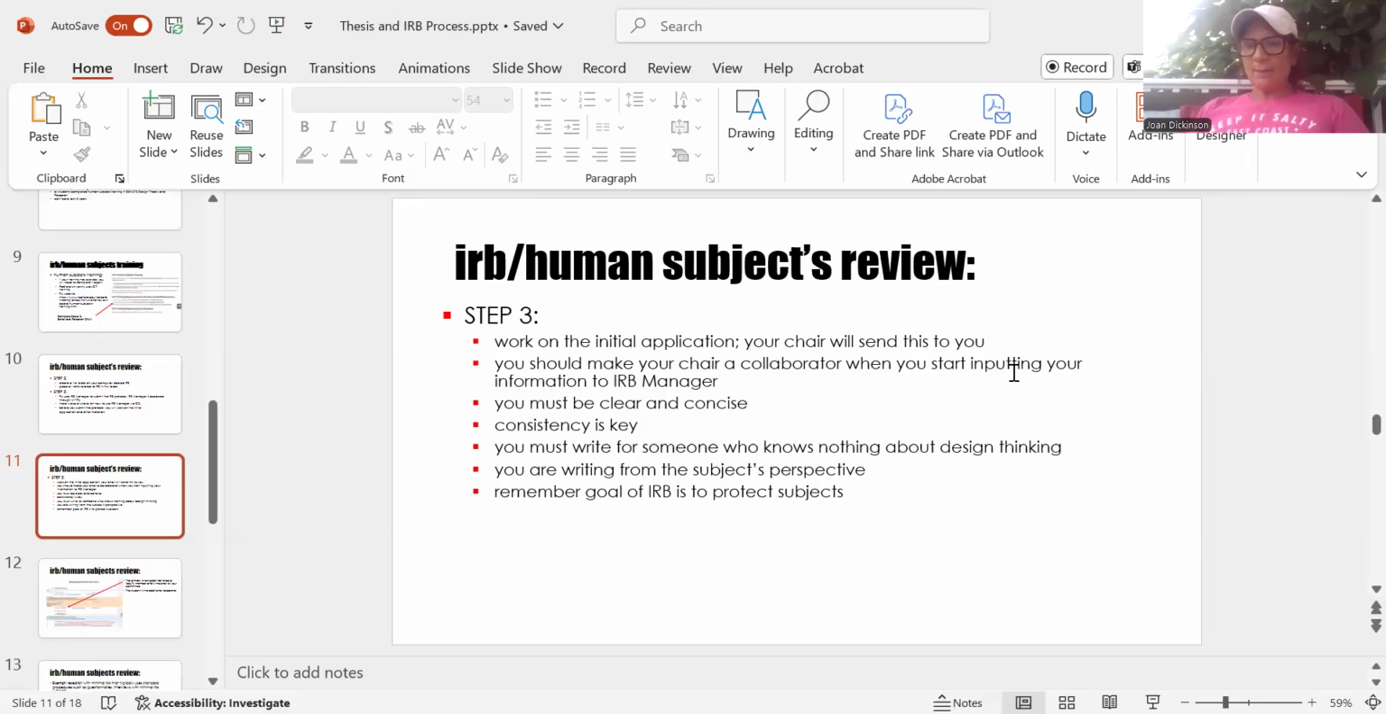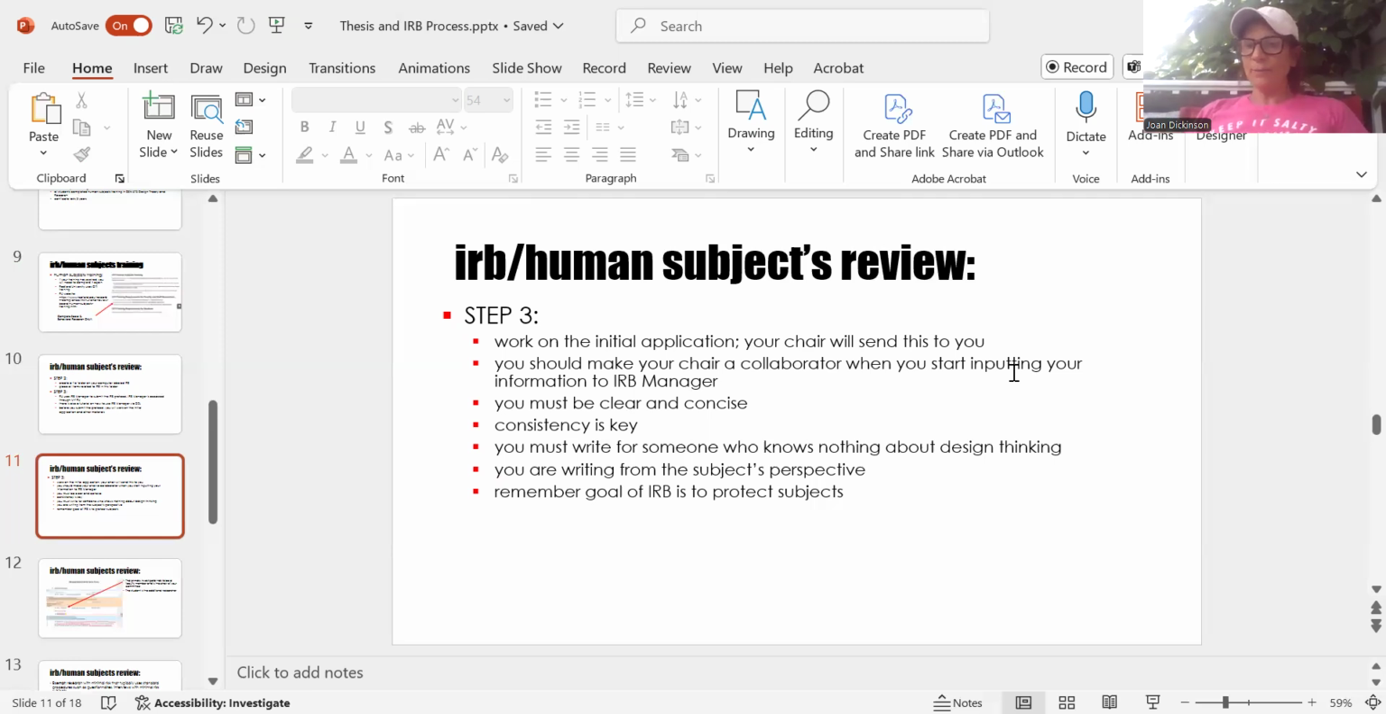And you're going to get somebody, the person now who is reviewing a lot of the IRB applications at Radford University is in nursing. So this is somebody, again, they don't know anything about your study. They don't know anything about design thinking. So you're going to have to explain this in a very clear, concise, and consistent manner.